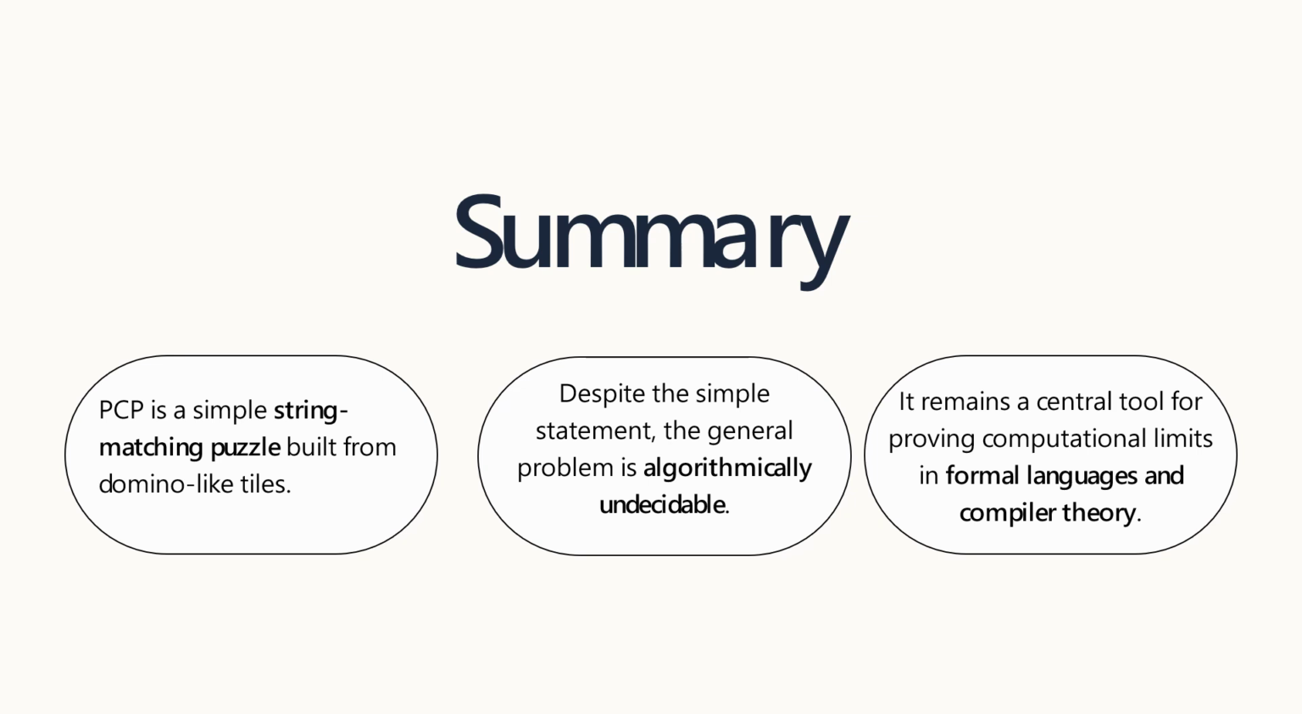To summarize, the post correspondence problem is a simple string matching puzzle based on pairs of strings. Even though it is easy to understand, it is algorithmically undecidable in the general case. This makes it one of the most important tools in theoretical computer science. PCP helps us understand that some problems cannot be solved by any universal algorithm, and it continues to play a major role in formal languages, automata theory, and computability.